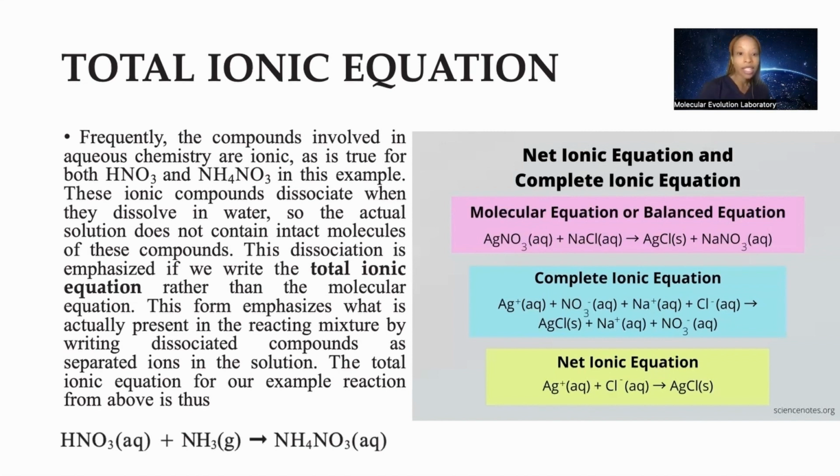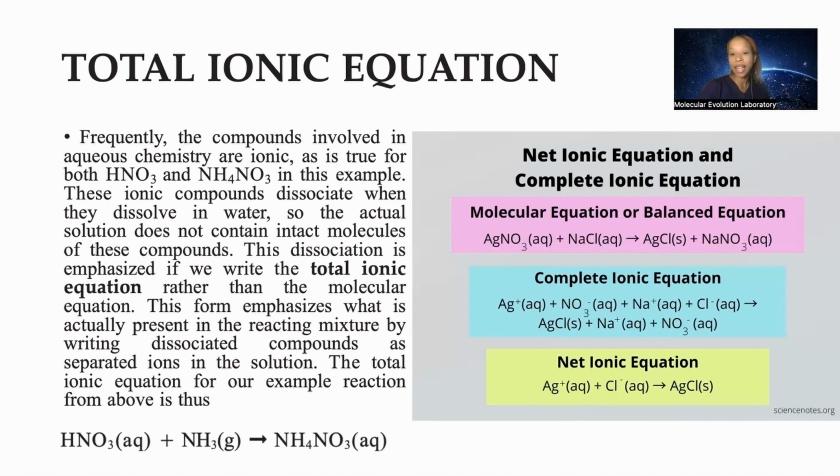The dissociation is emphasized if we write the total ionic equation rather than the molecular equation. This form emphasizes what is actually present in the reacting mixture by writing dissociated compounds as separated ions in solution. The total ionic equation of, for example, the reaction formed above is thus: ammonium, nitrate, and hydrogen ions plus ammonia gives you ammonium nitrate. So we have the net ionic equation and the complete ionic equation.